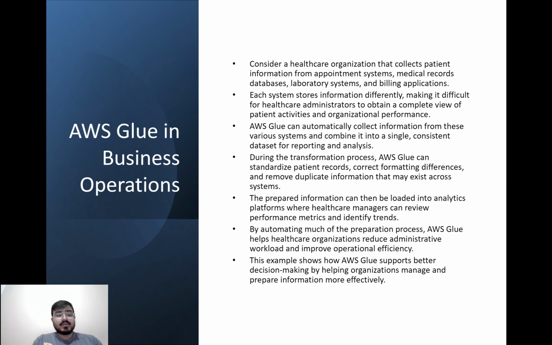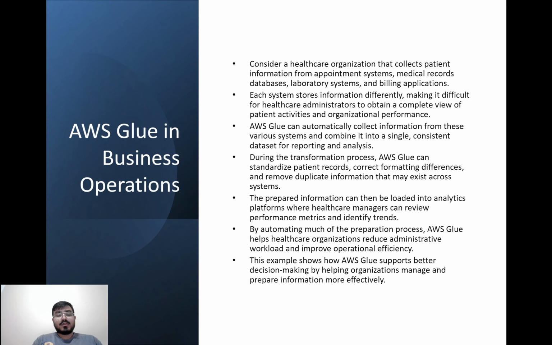Let's look at a real world example of AWS Glue in action. Imagine a healthcare organization that collects patient information from appointment scheduling systems, medical record databases, laboratory systems, and billing applications. Each of these systems stores information differently, making it difficult for healthcare administrators to obtain a complete view of patient activity and organizational performance. Without proper integration, employees may spend significant time manually gathering and organizing information from different systems.